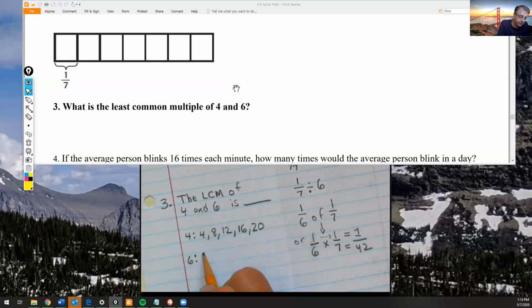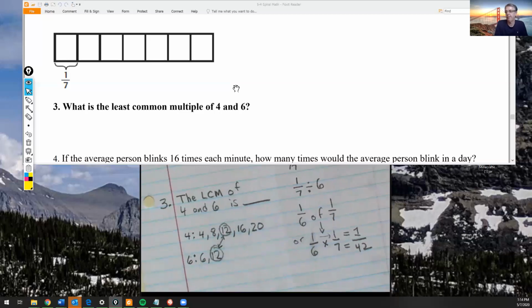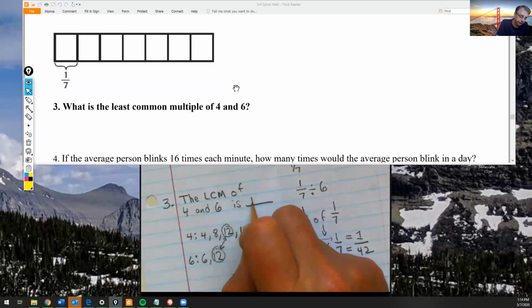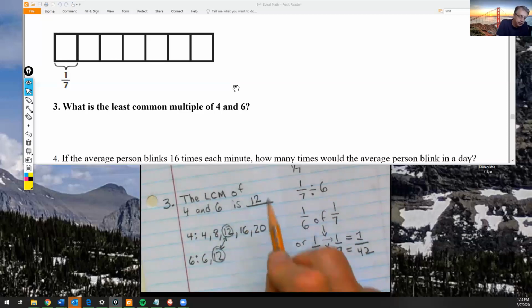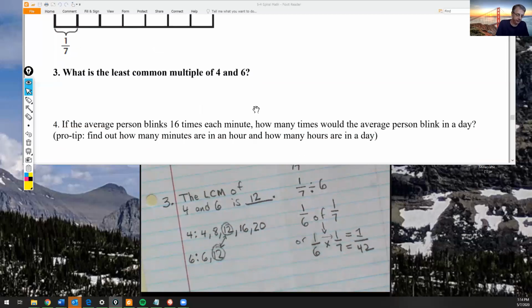6 times 1 is 6. 6 times 2 is 12. Oh, I already see it. I notice that 12 and 12 are both multiples of 6 and 4, and this is the first one that's the same. So I already know right now my least common multiple of 4 and 6 is 12. I do want you to make sure that you are showing me how you figure out the multiples here, boys and girls. All right, let's go on down to number 4.